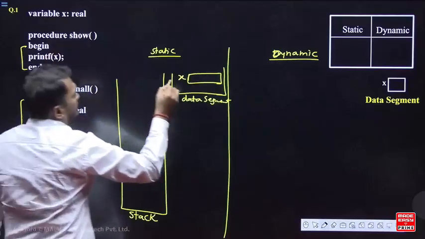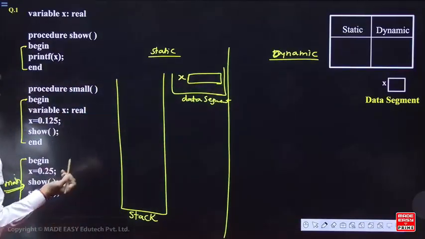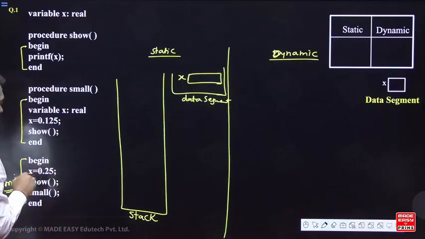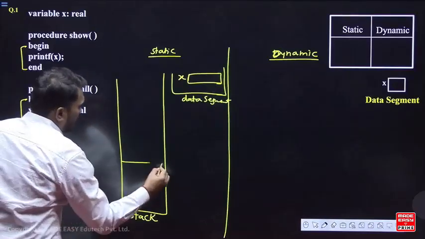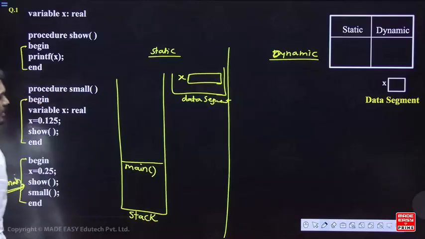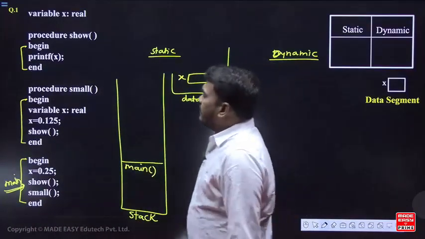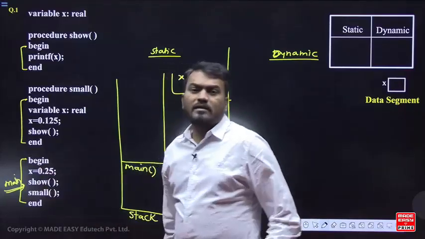Now look here. The initial variable x is not initialized, so by default it may contain 0.0, something float. Real means float. Now first you start with main. Listen carefully to what I am doing. First the main function will be pushed into the stack. Now in the main function you have x equal to 0.25.